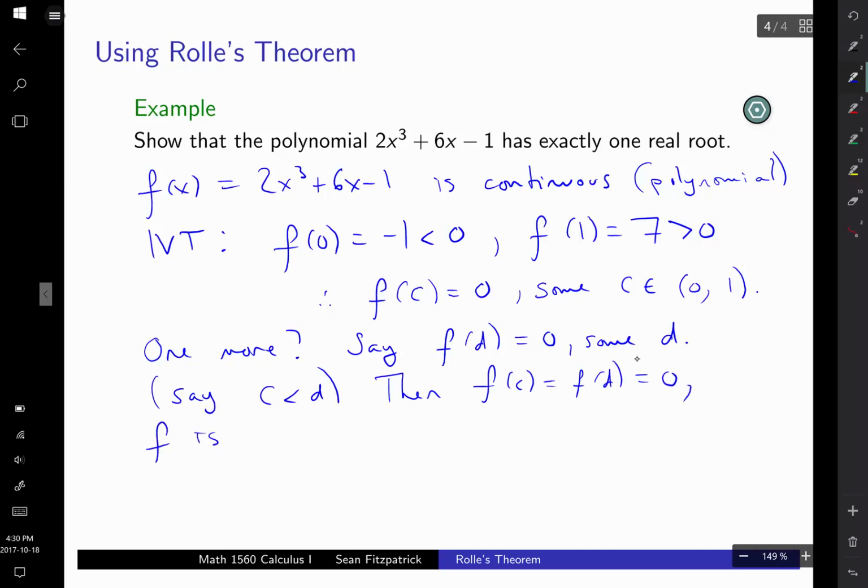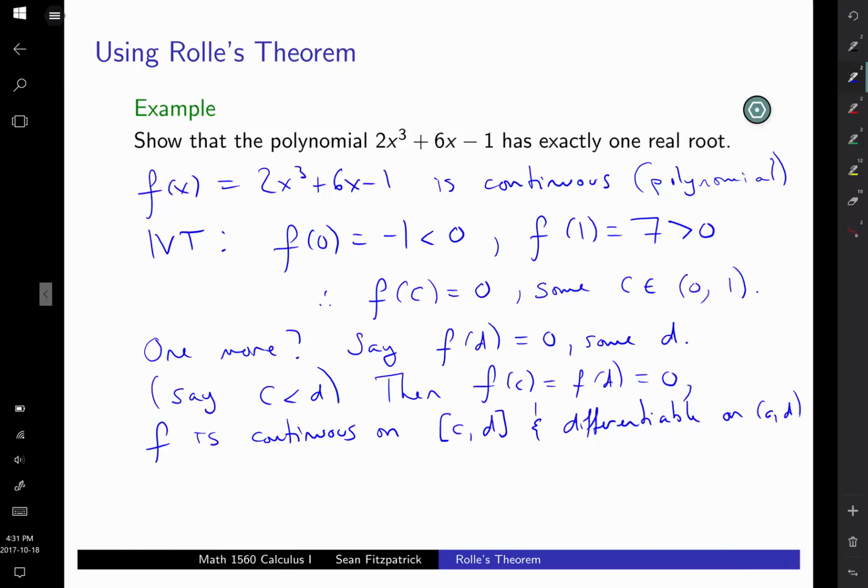We know that f is continuous on the interval from c to d, and we know that it's differentiable on the open interval from c to d. So Rolle's theorem says that we should be able to find some point between c and d where the derivative is 0.